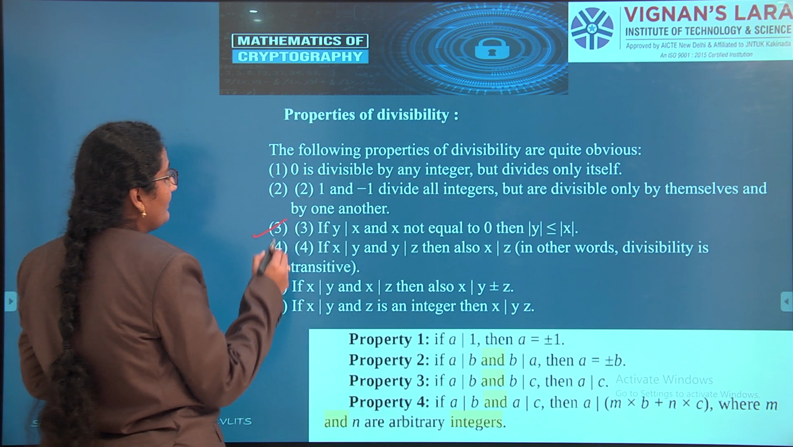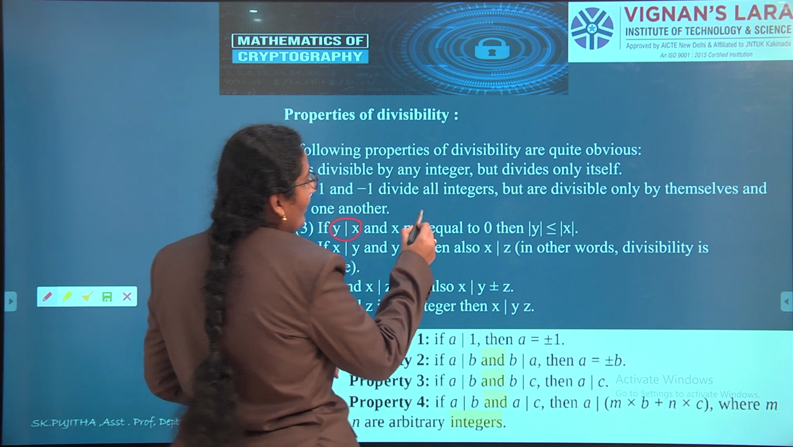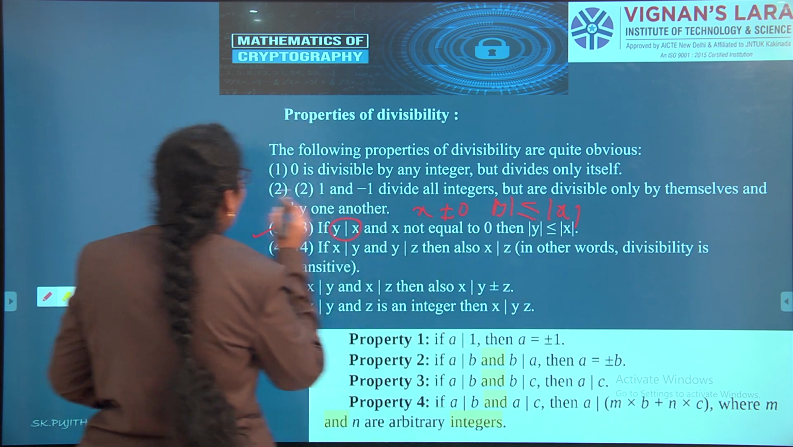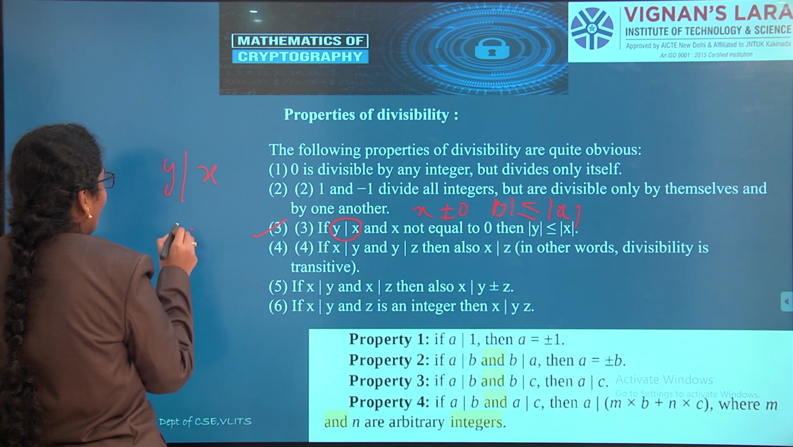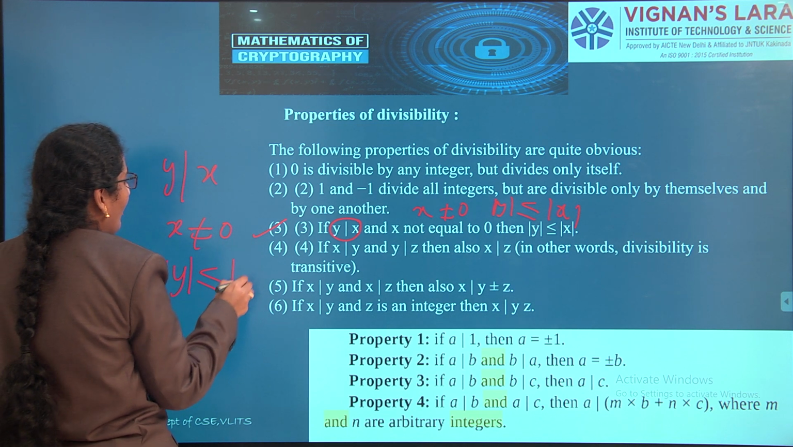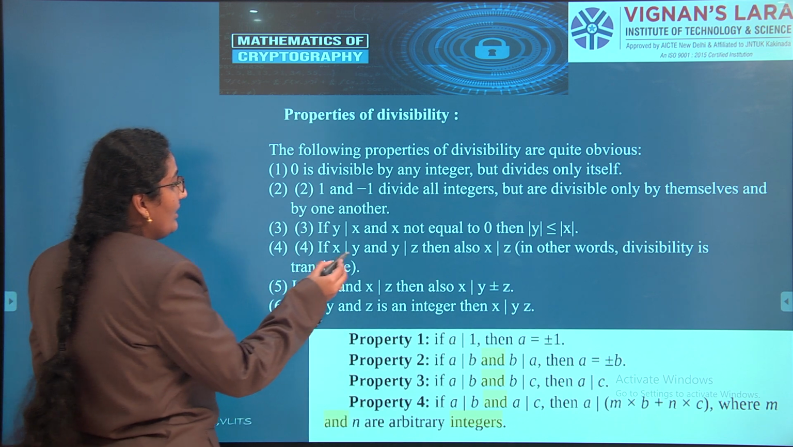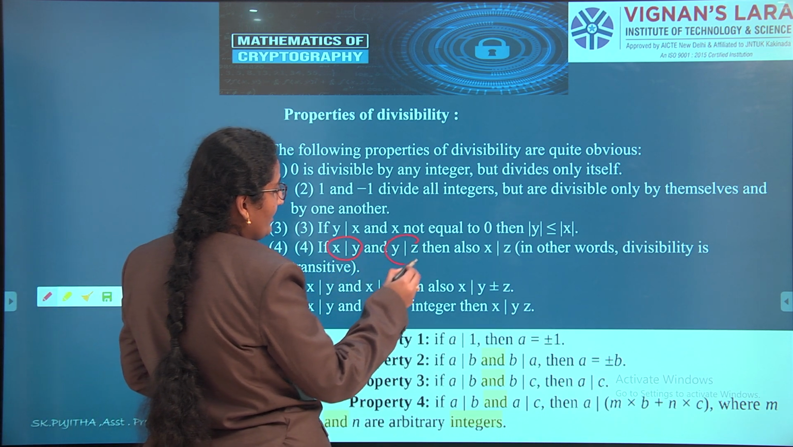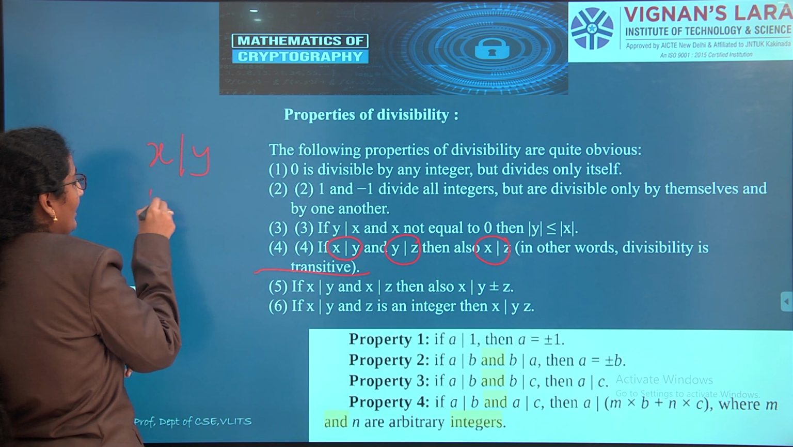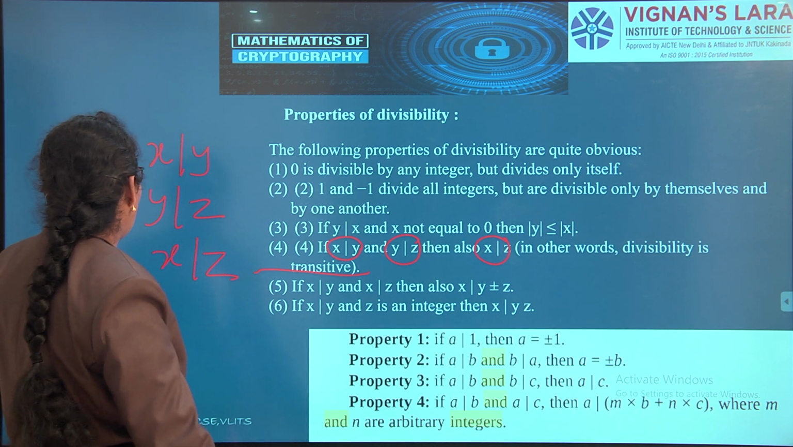So see the third one. What is the third one? If y mod x and x not equal to 0, then mod y less than or equal to mod x. This is third division rule. What is the fourth division rule? If x mod y and y mod z, then x mod z. It is nothing but transitive. This rule is nothing but transitive, you already know.